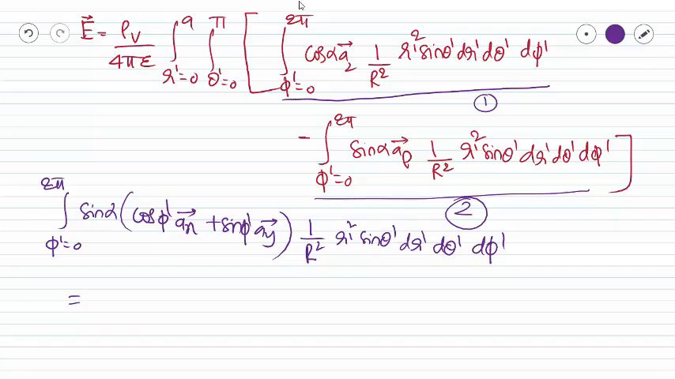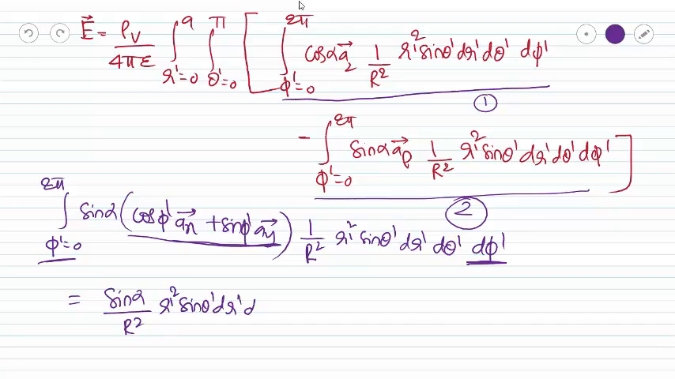So now if I integrate this with respect to phi dash, these are the only two terms with respect to d phi. So if I go for this, everything is same, so that is sin alpha by r square, r dash square sin theta dash dr dash d theta dash, everything. Okay, now if I integrate this, what I'll get?